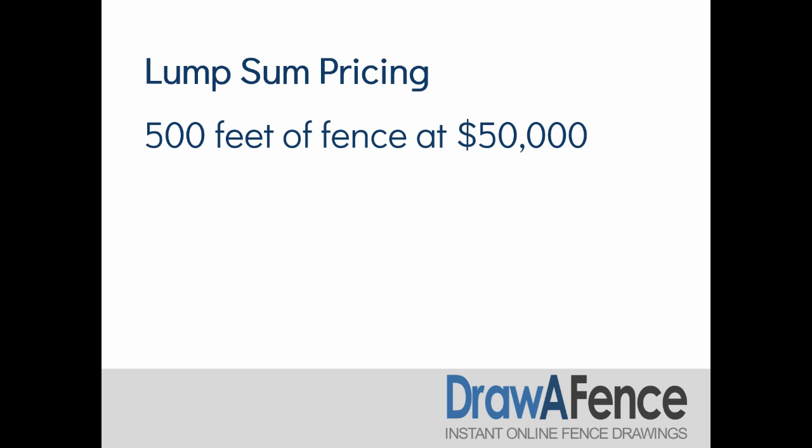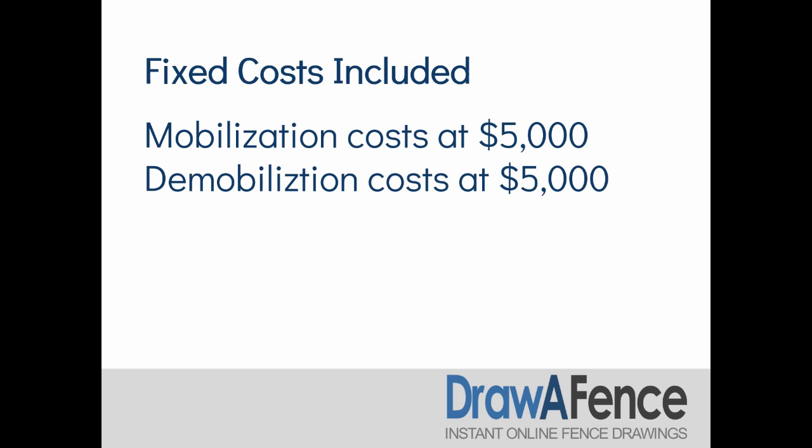So let's assume you've given someone lump sum pricing for 500 feet of fence at $50,000. You have fixed costs, which is your mobilization and demobilization costs at $5,000. So those are things like the time it takes for your crew to go to a site if it's out of town, shipping materials to site, shipping equipment to site, any orientations and stuff like that you have to do before you can get onto the site, permits, surveys, all those kinds of things.